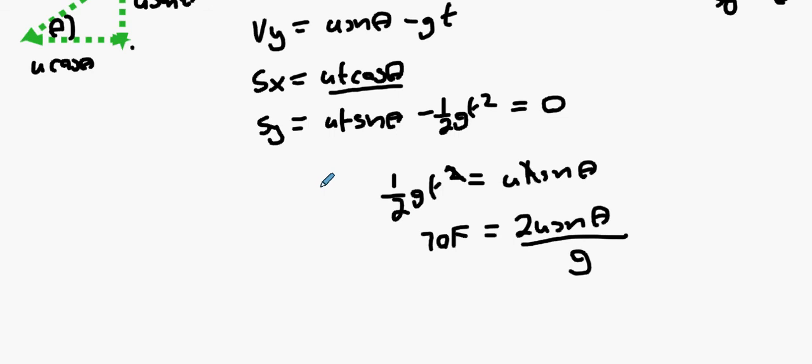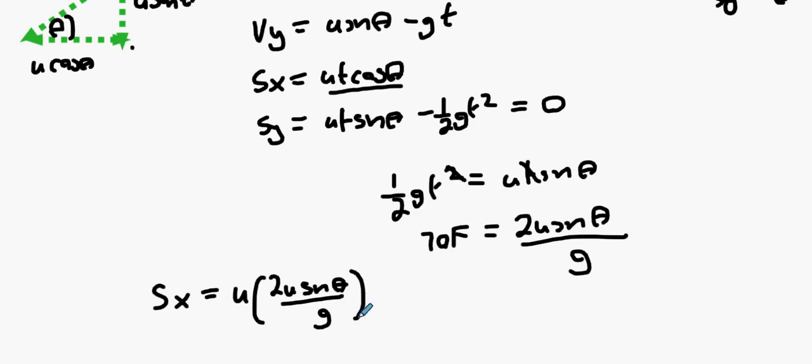Okay. Oh yeah, see, I just don't know. Yeah, this is difficult. Alright. So the Sx formula is going to be u times 2u sine theta over g, and then cos theta. Yeah, that's my range.